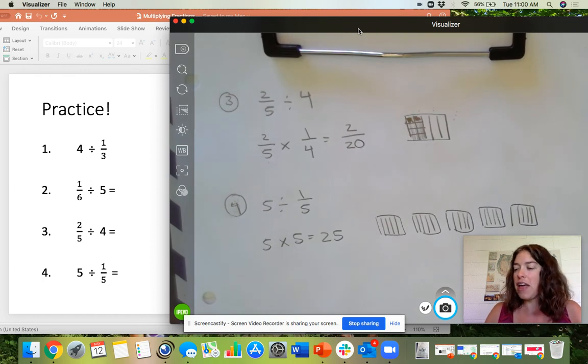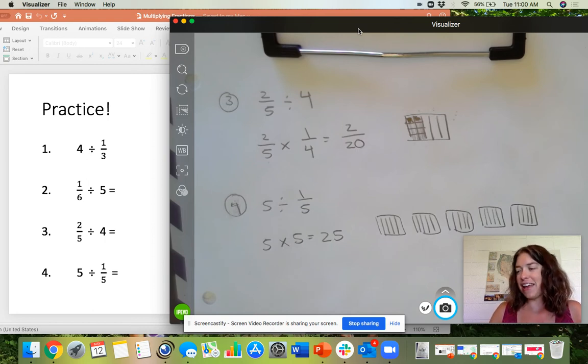Number 4, we're starting with 5 divided by 1/5. Well, I remember my keep, change, flip. I kept my very first number the same. I changed my division into a multiplication, and I flipped my 1/5 over to the inverse, which gave me 5. Made it really easy for me to calculate. 5 times 5 is 25.